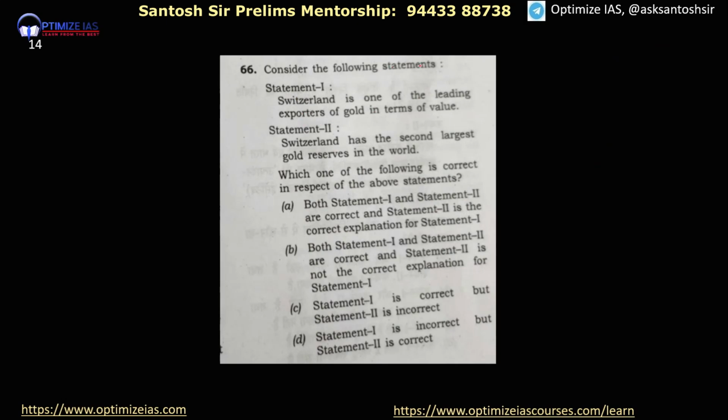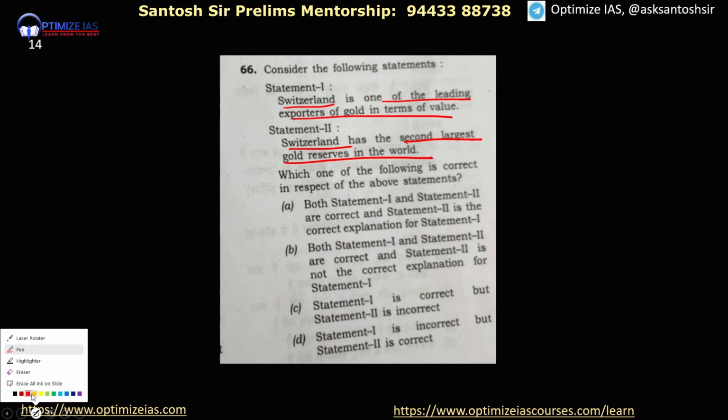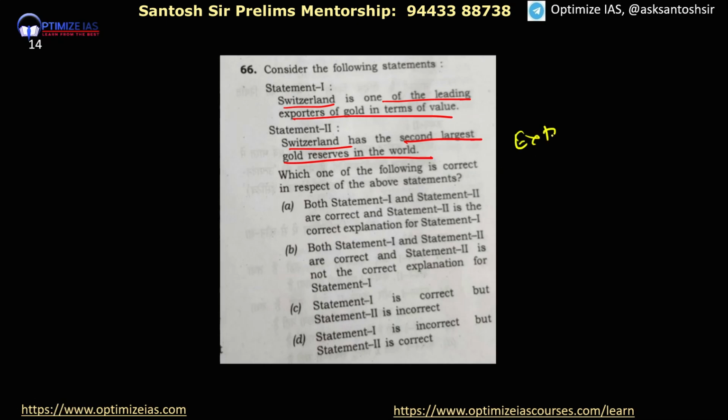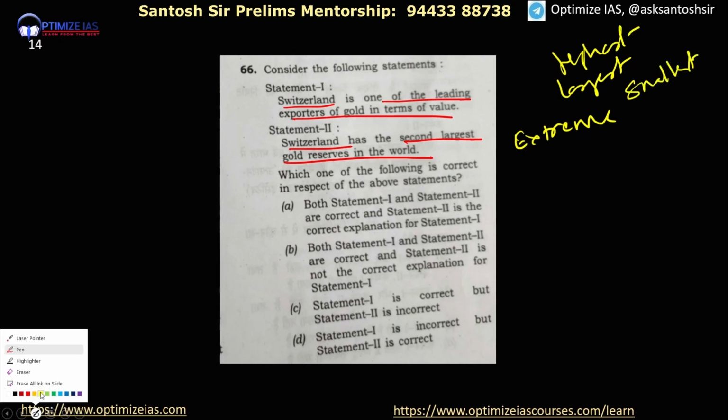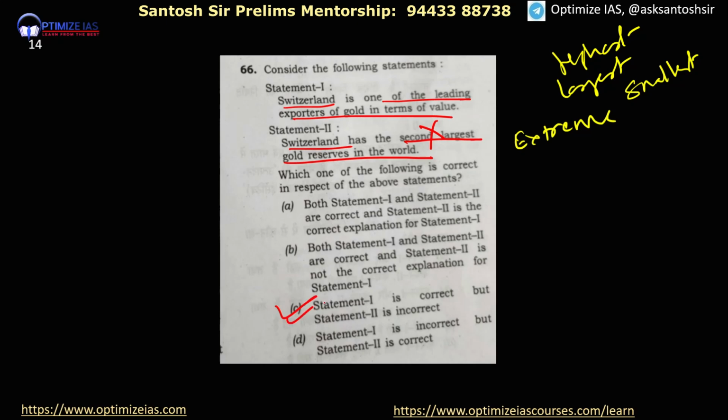You can see here, consider the following. Statement 1: Switzerland is one of the leading exporters of gold in terms of value. Statement 2 says Switzerland has the second largest gold reserves in the world. Again, guys, if you apply our elimination technique, that technique says extreme words are incorrect. Wherever in UPSC you see largest, highest, smallest, generally those statements will be incorrect. So we can eliminate statement 2 as incorrect. So we get option C.